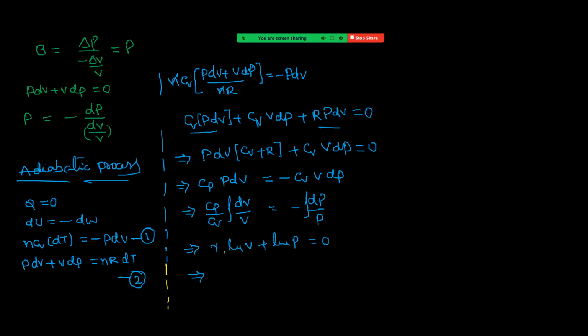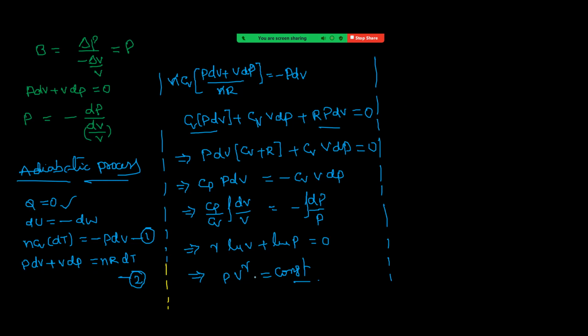Now this can be taken as V power gamma, and this is log a plus log b, that becomes P V power gamma equal to constant. That means for the adiabatic process, the equation is P V power gamma equal to constant. That is what we got from Q equal to 0. From that condition, dU equal to minus dW, and next we are taking that from the gas equation and simplifying those. We have the condition P V power gamma equal to constant.